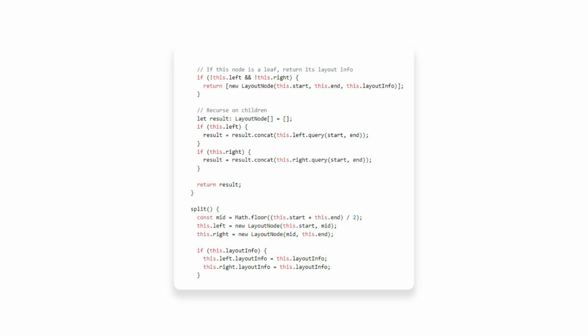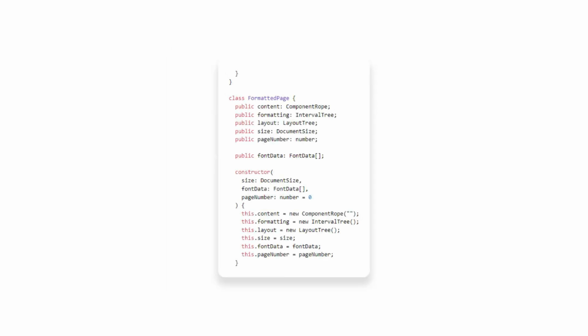2. Split method. The split method calculates the midpoint of the node's range and creates 2 new child nodes, left and right, each representing half of the original node's range. If the current node has layout info, this information is assigned to both child nodes, ensuring they inherit the layout data. Overall, these methods facilitate querying the layout tree and ensure efficient subdivision of the tree structure when necessary.